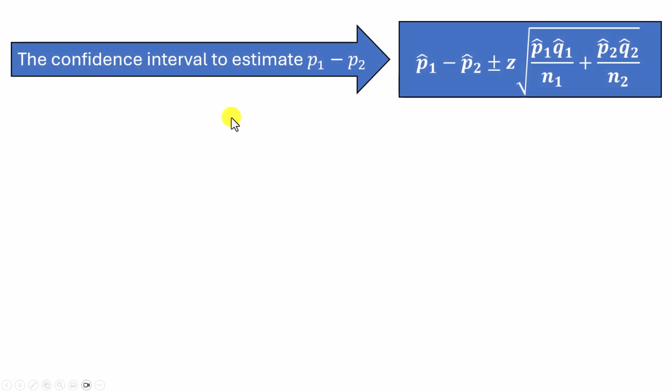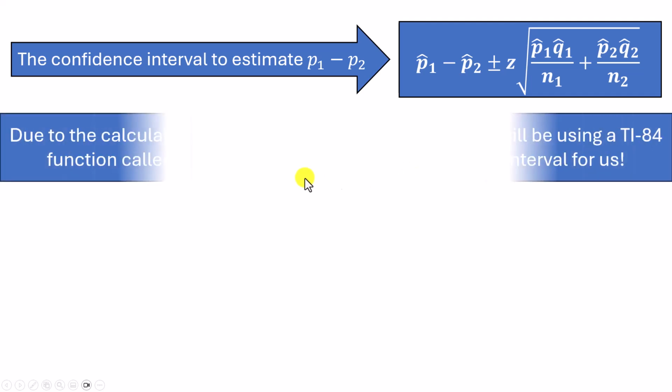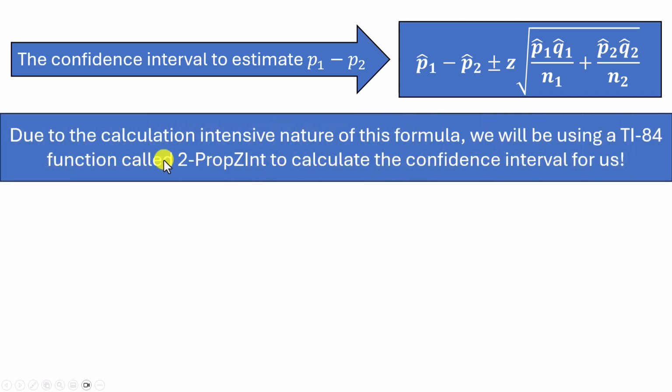Here's the formula to calculate the confidence interval for the difference in two proportions, which is quite calculation intensive. So due to the calculation intensive nature of this formula, in this class I'm going to be using the TI-84 calculator function called 2-PropZInt, which utilizes this formula.